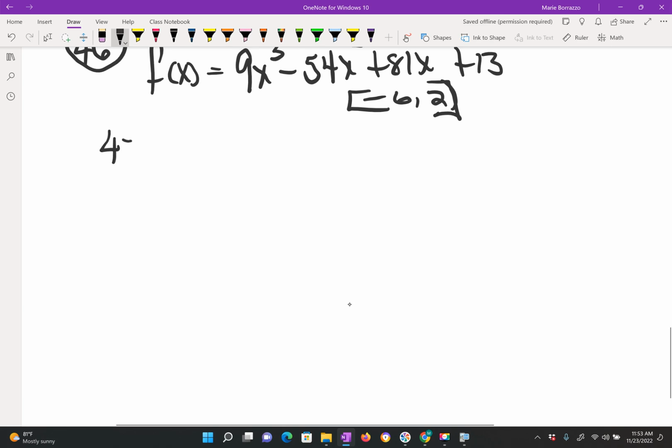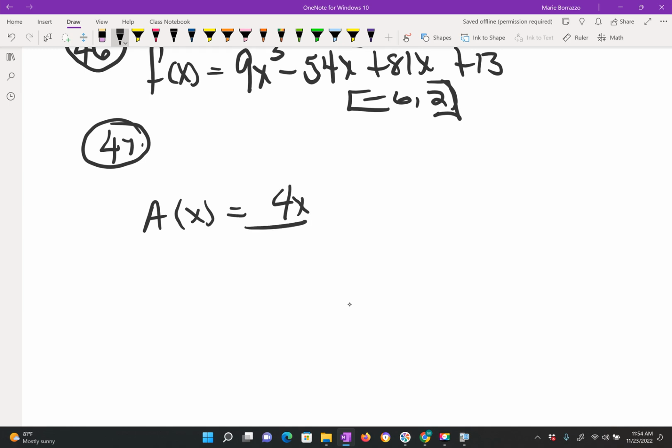Number 47. Number 47 says the percent concentration of an acid absorbed in a new manufacturing process, x hours after the acid has been mixed, is given by the function A of x is equal to 4x over x squared plus 49. Okay. How long after the acid has been added is the concentration a maximum? And then it says round to the nearest tenth.